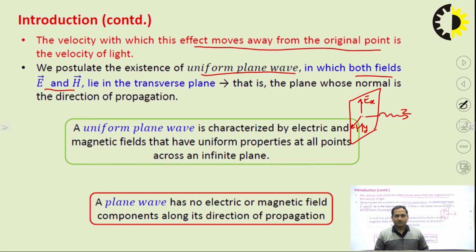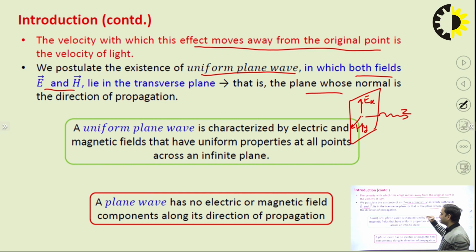So, a uniform plane wave is one where the electric and magnetic field components E and H lie on the transverse plane, and this plane's normal is the direction of propagation. This uniform plane wave is characterized by electric and magnetic fields that have uniform properties at all points across the infinite plane.